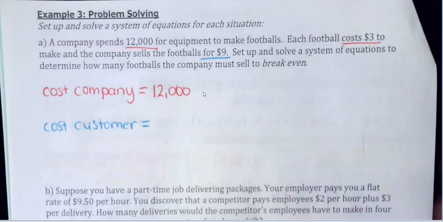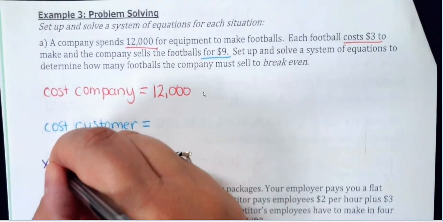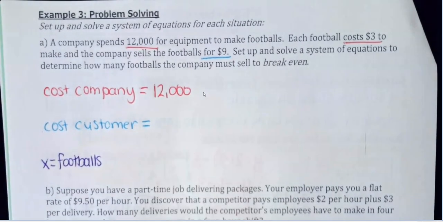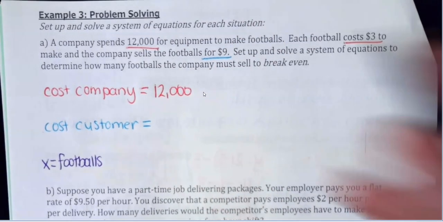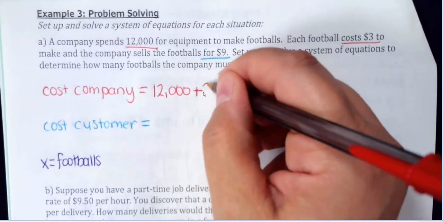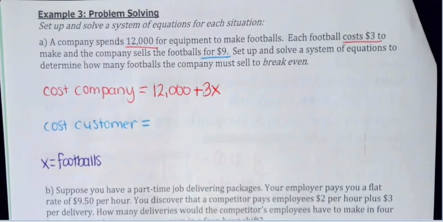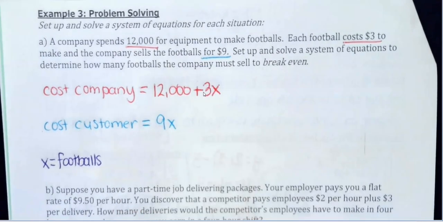Okay, so just so we all have the same thing, I'm going to let X be representing how many footballs they're going to make and sell. You can use a different letter if you want to. So it costs them $12,000 just flat rate for the equipment, plus $3 for every football. How much does it cost the customer to buy a football? They don't have any costs to them. They're not making anything, so it's just whatever they charge for it, so it's $9.